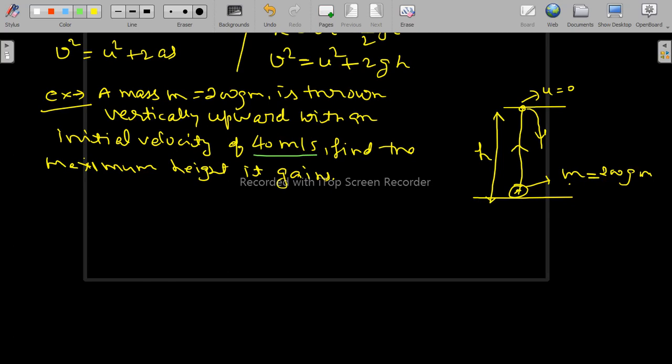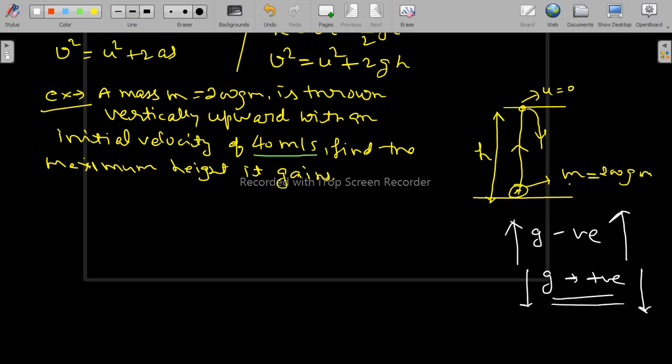And remember one thing I told you yesterday. If any object is in motion vertically upward, g will be taken as negative, whereas if the object is moving vertically downward, g will be taken as positive. Because when the object is going upward there is a retardation, negative acceleration. When the object is moving downward, positive acceleration means velocity is increasing, and in case of upward motion, velocity will decrease. Okay, try to solve this question.